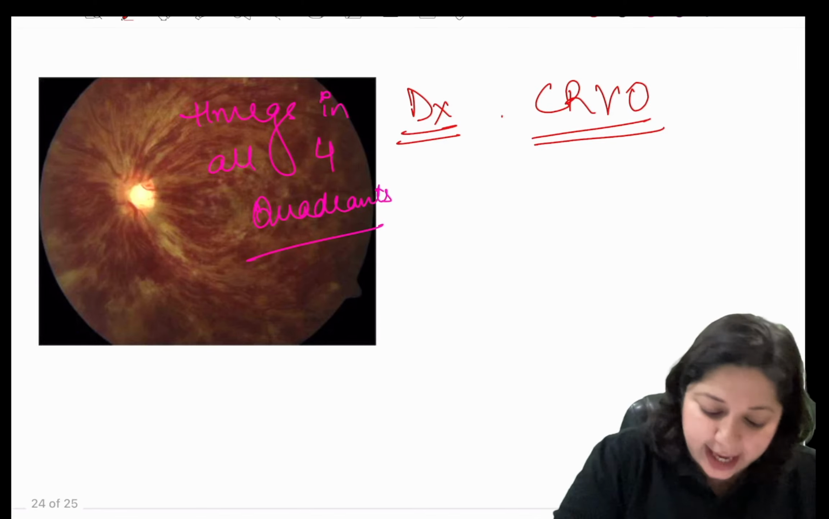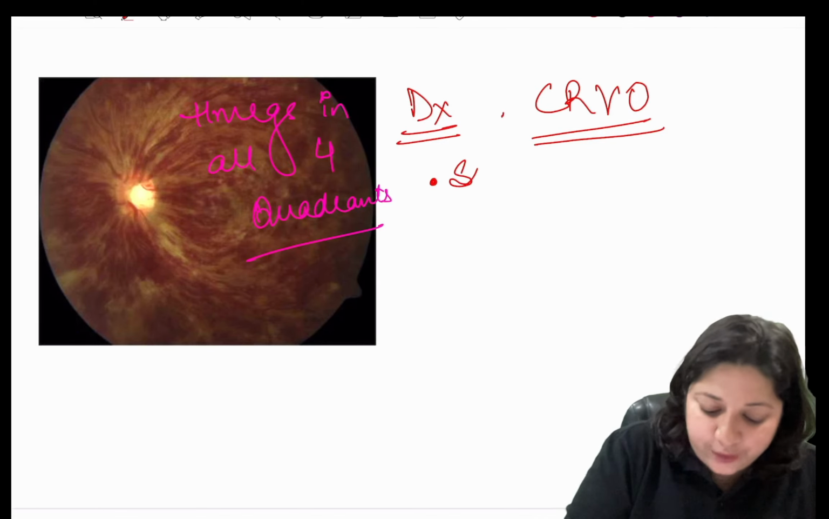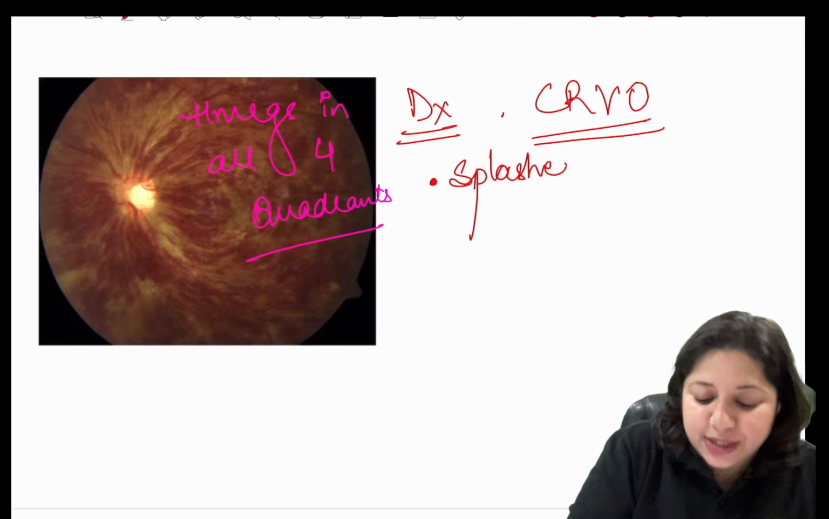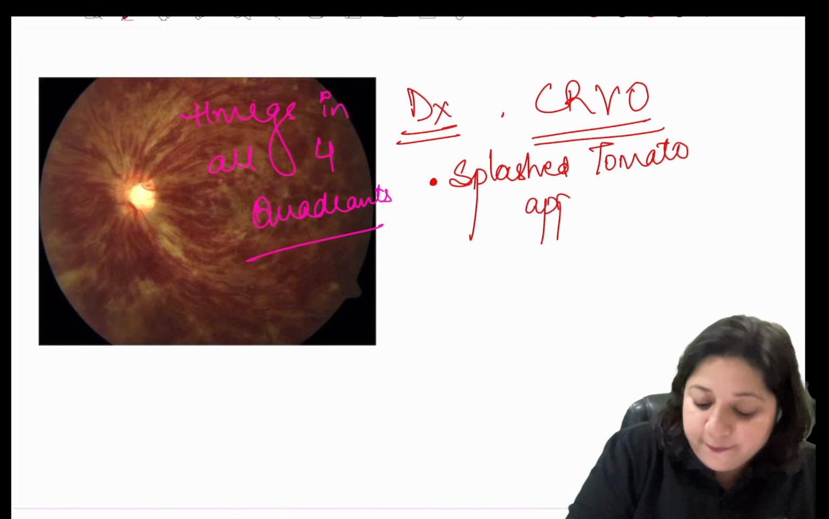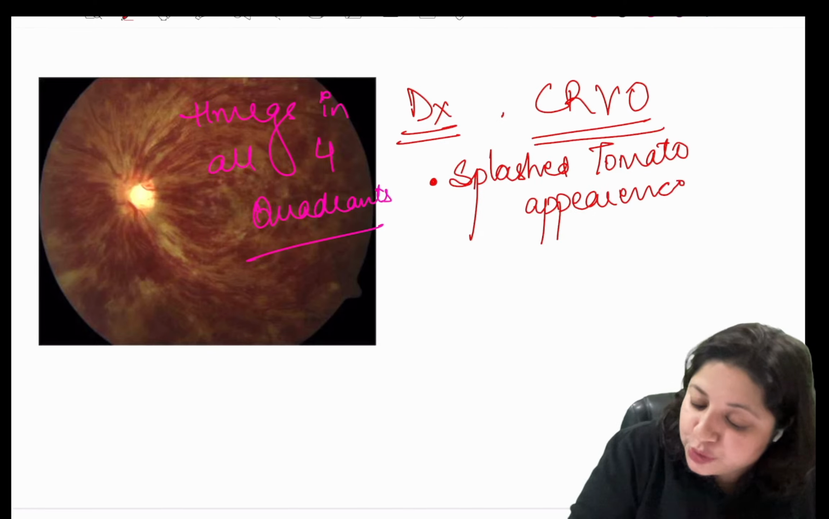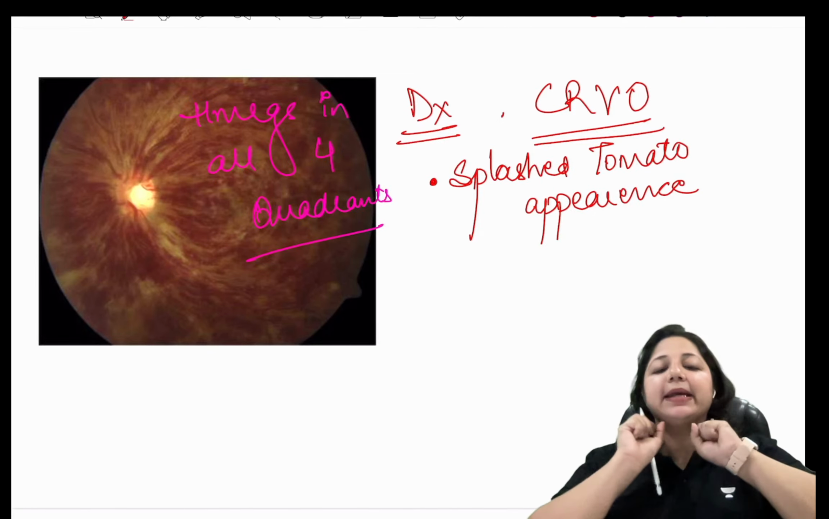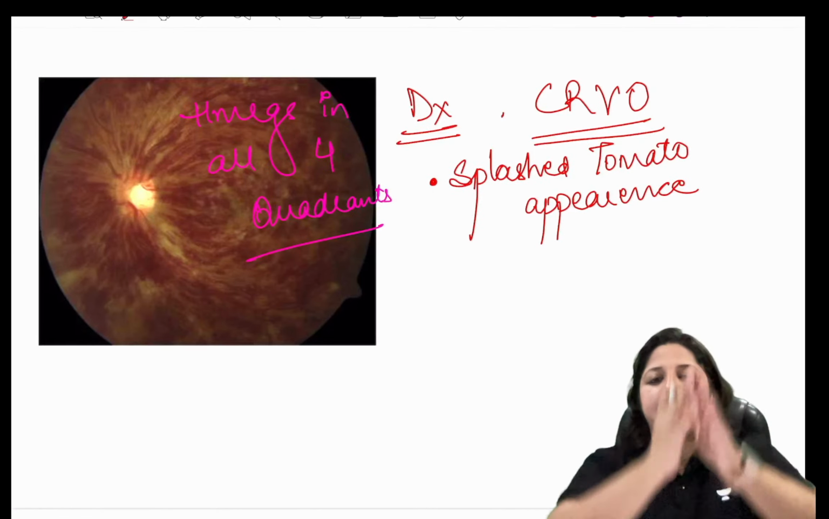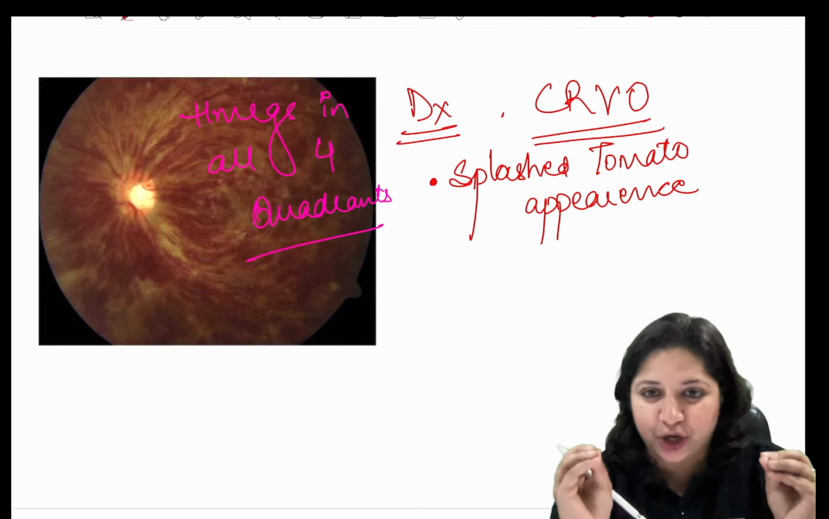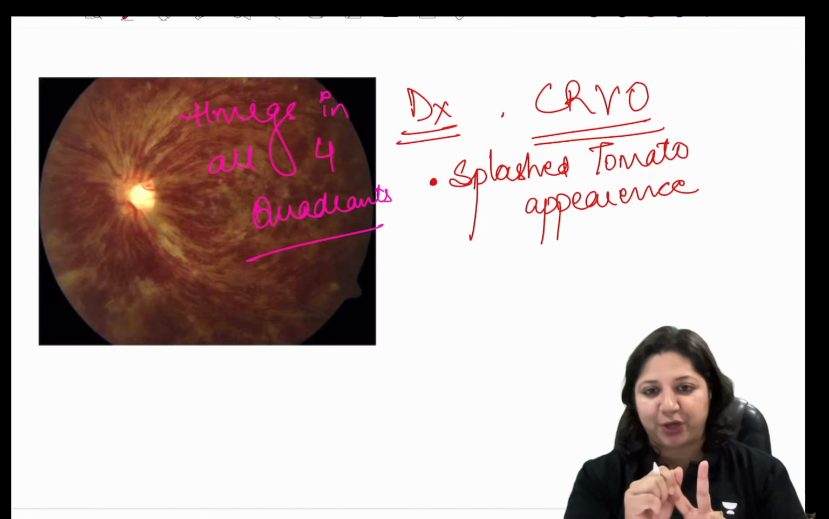The special name to CRVO, whenever I call CRVO, is a splashed tomato appearance. Why is it a splashed tomato appearance? Because it is like there's a tomato which you throw on the wall and you see all the quadrants, everywhere there is that reddish appearance. So it is a splashed tomato appearance.